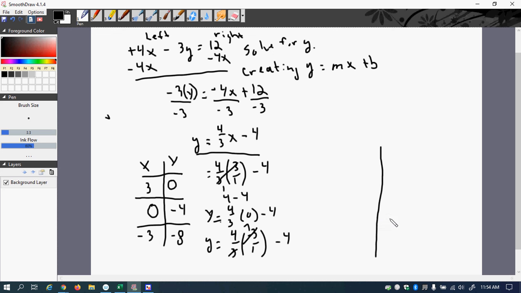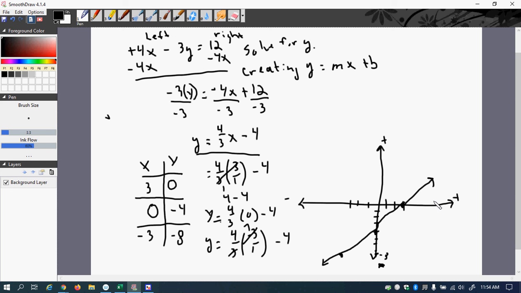So now I can graph that. I set it all up. I'm going to plot 3, 0: 1, 2, 3, 0. Then 0, negative 4. Then we have negative 3, and that goes down to negative 8: 1, 2, 3, 4. So it's down here. I can see that they're lined up, so I draw a line through them as best I can.